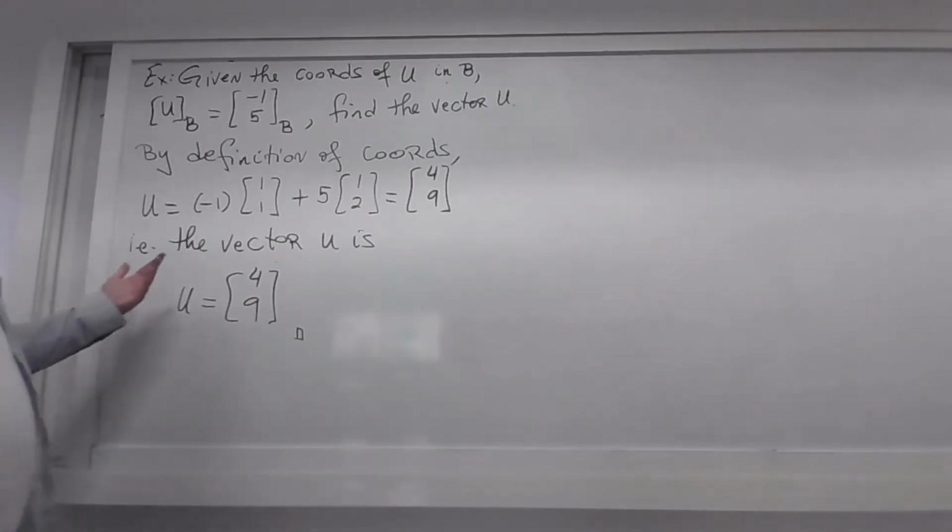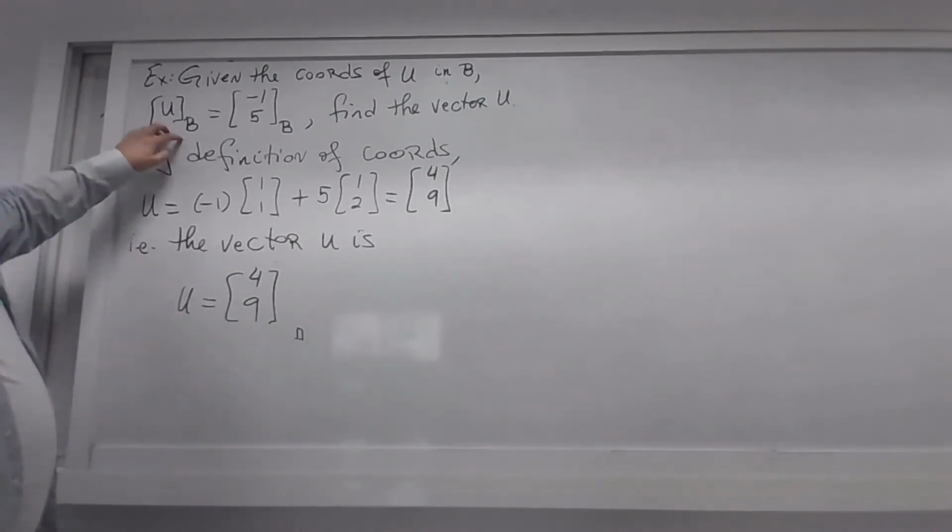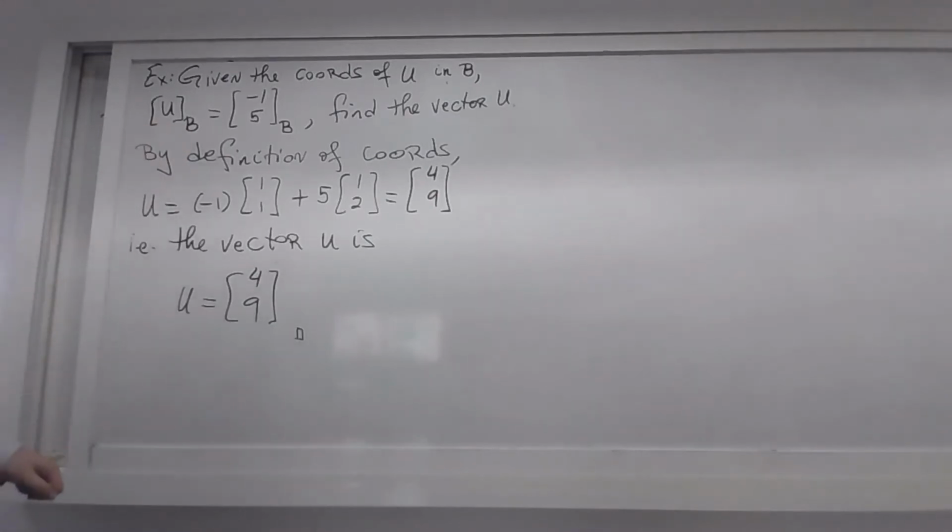So that's how very easily, by using the definition of coordinates, we can find the vector once we are given its coordinates in a given basis. That's straightforward. Just write the linear combination and you're done. Now the more complicated part will be, given a vector U, to find its coordinates in a different basis, basis B or basis C, so that's another story that we need to see.